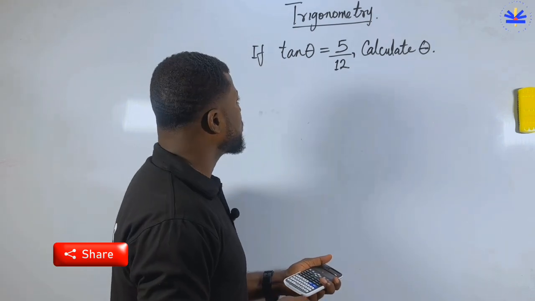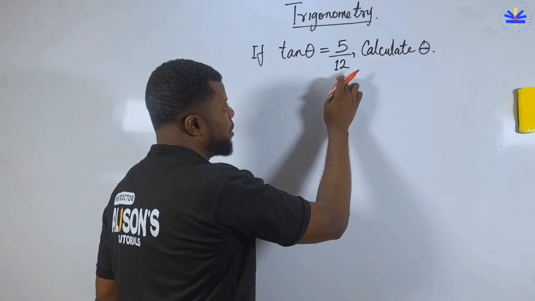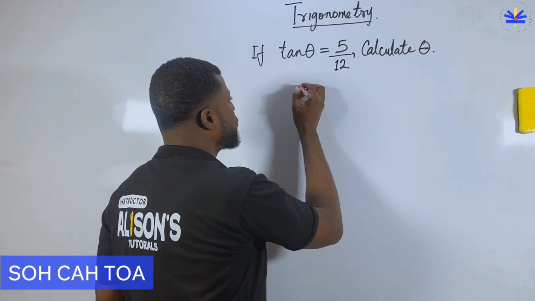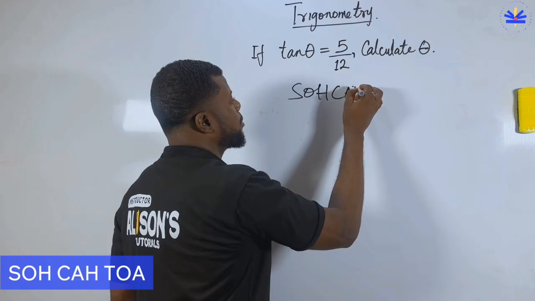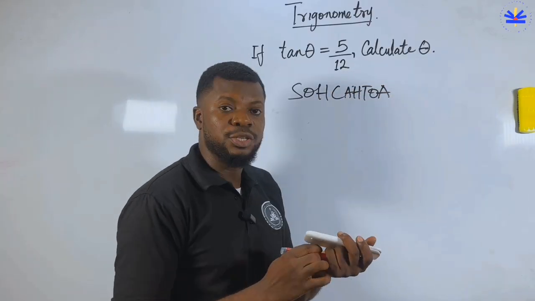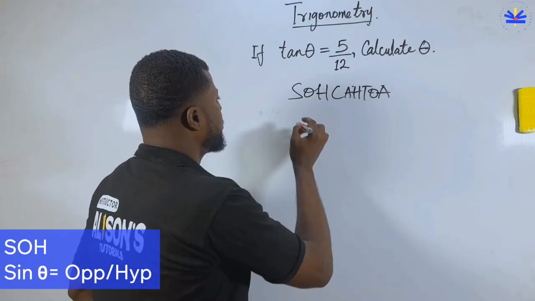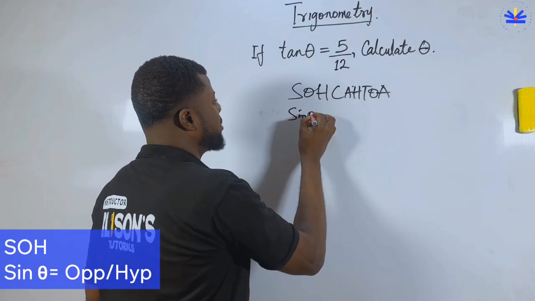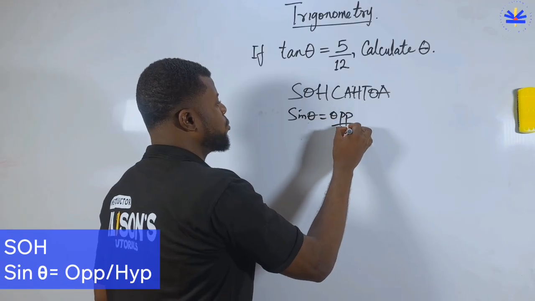So what do you need to do in this particular case? Having tan theta equal to 5 divided by 12, you need to use SOHCAHTOA. That's what we call SOHCAHTOA. This SOHCAHTOA is an acronym that tells us about these trig ratios. Like for example, sine theta, this S is standing for sine theta, which is opposite divided by hypotenuse.